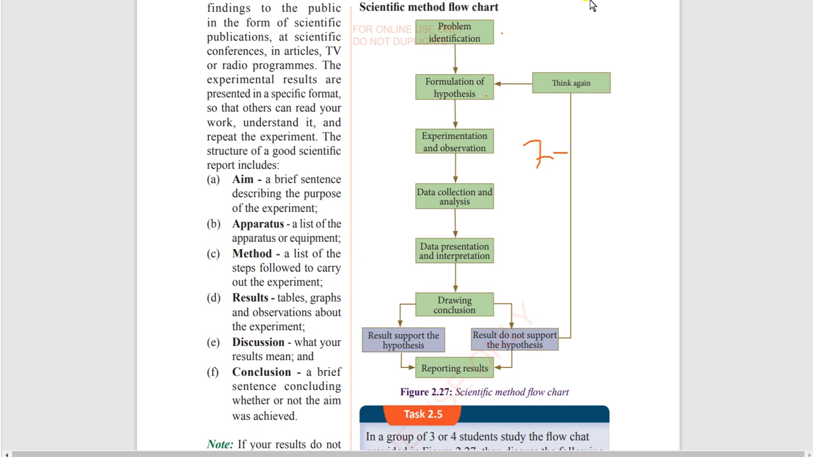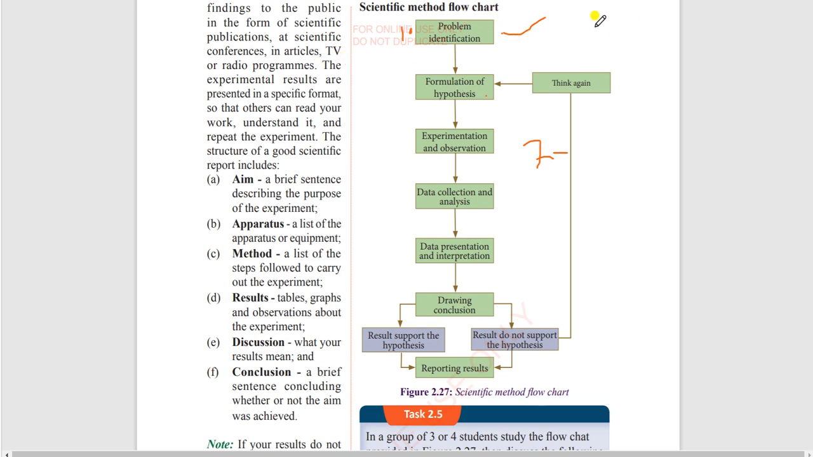Sasa step number 1. This is step number 1, inaitwa problem identification. You cannot do any experiment if we don't have the problem. So step number 1 is the problem identification. Lazima tulitambue tatizo tulilo nalo. Haiwezi kusema tu mimi naenda laboratory kufanya experiment. So unaenda laboratory kufanya experiment inahusu nini?